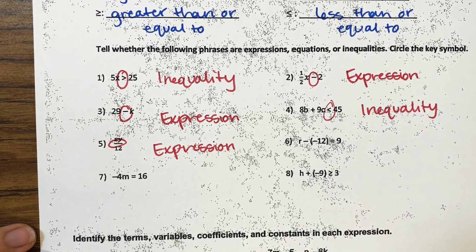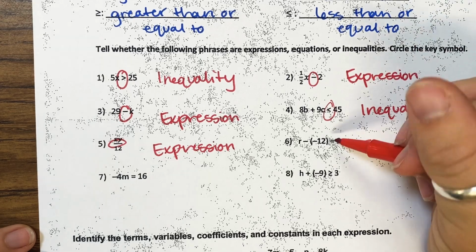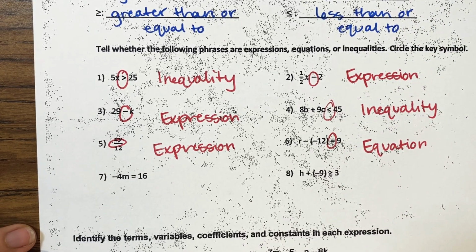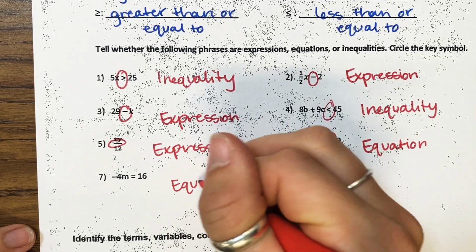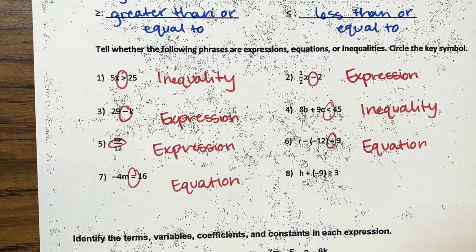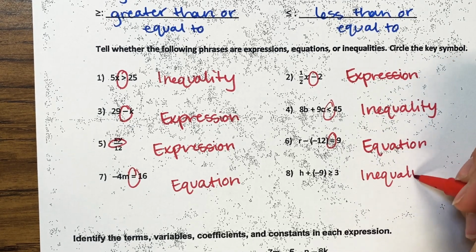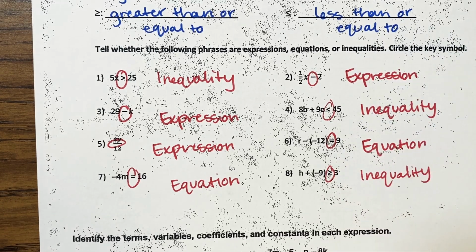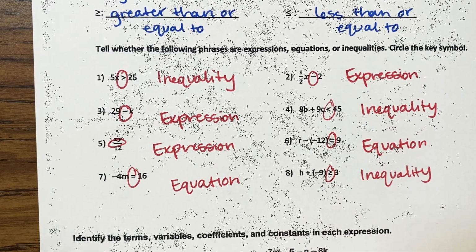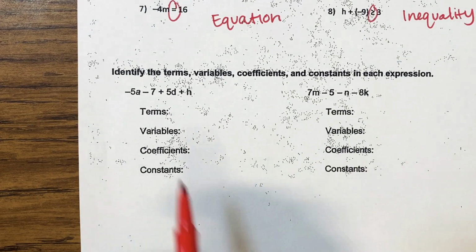Okay, what about 6? Look at the signs. Great, this is an equation because there's our equal sign. Okay, number 7, also an equation because of our equal sign. And number 8, an inequality because of our greater than or equal to sign. Nice job. Okay, so we're doing a little bit more practice down here.